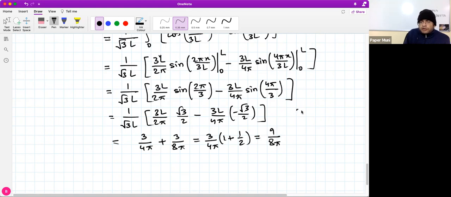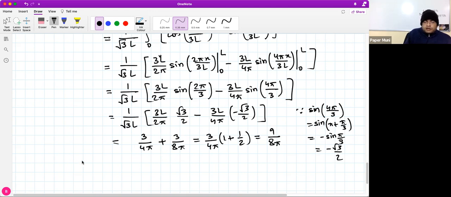If you want to see how we get sine 4 pi by 3, you can write 4 pi by 3 as sine of pi plus pi by 3. So this becomes minus sine pi by 3. Now this goes to the third quadrant, so the sign is negative there. This is minus root 3 by 2. So I just used it directly.